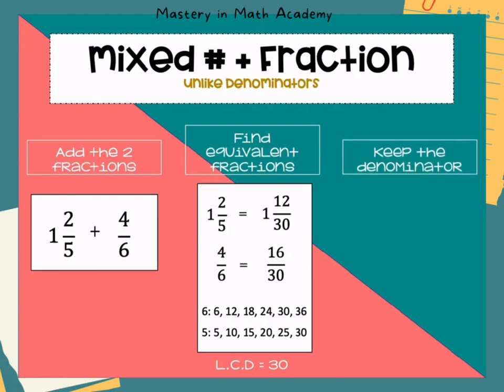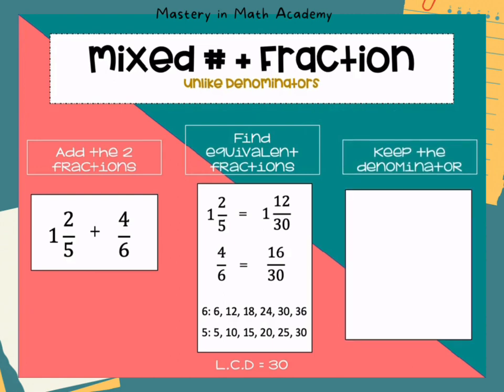Now we have fractions where our denominators are the same. So we're going to keep our denominators and add our numerators. We're going to add 12 plus 16. And we know that 12 plus 16 is the same thing as 28. Keep your denominator as 30 and keep your whole number. Now, we can simplify this fraction because 28 and 30, they both share the number 2.